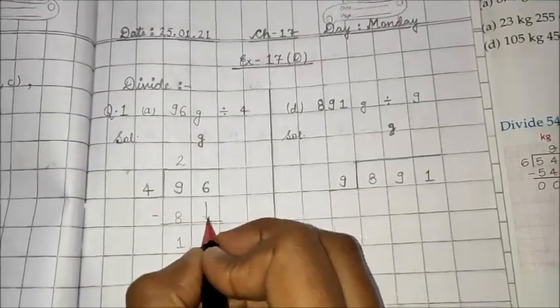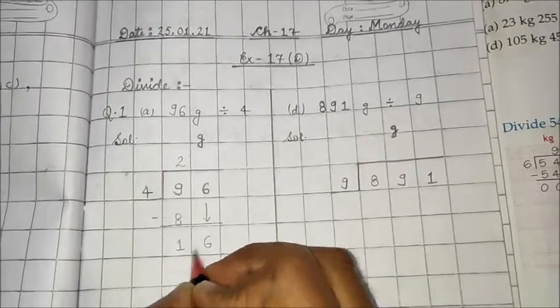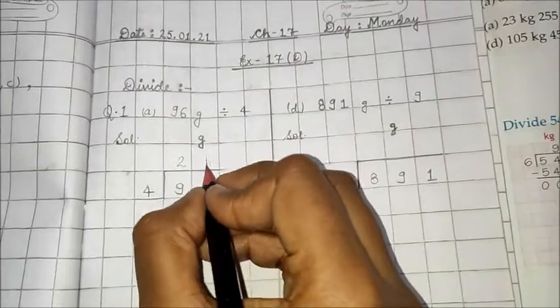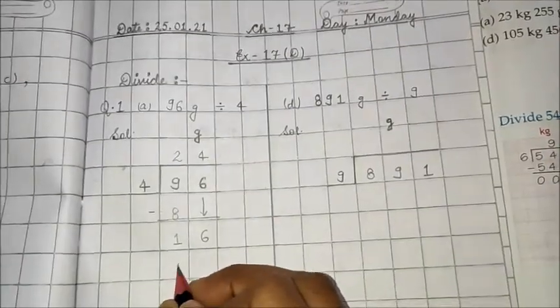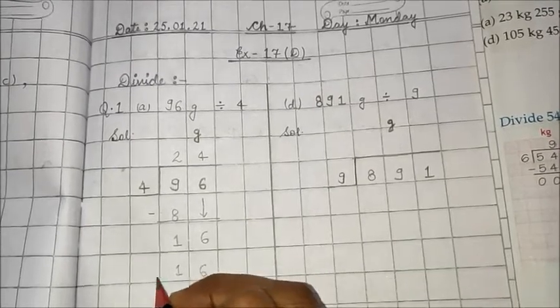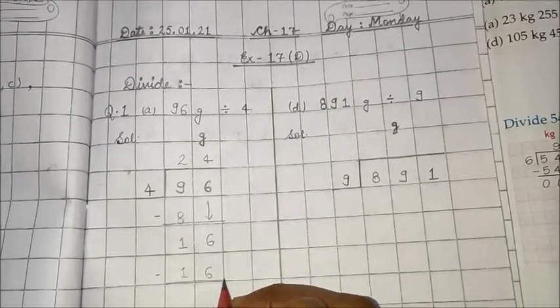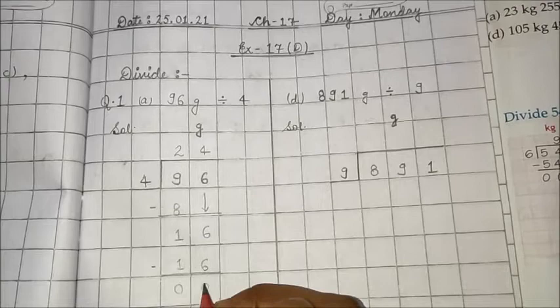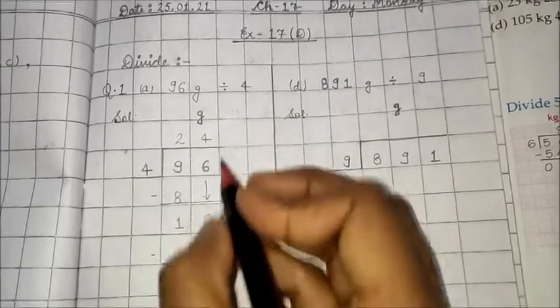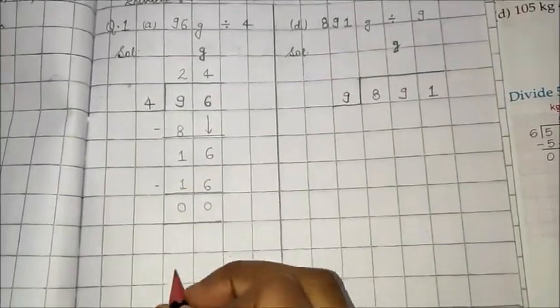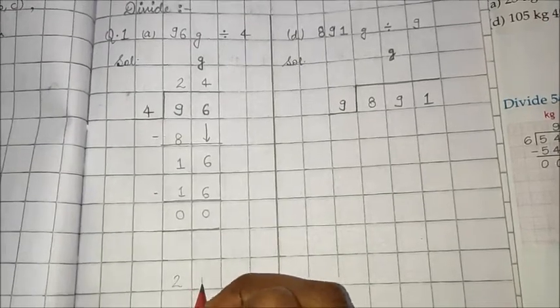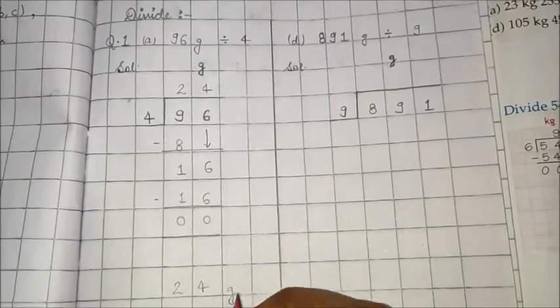Now we are going to write this 6. It will be 16 and in the table of 4, 16 comes 4 times only. So 4 times 16 and then subtract again, remainder is 0 and the answer is 24 gram. So you can write 24 gram which is the answer.